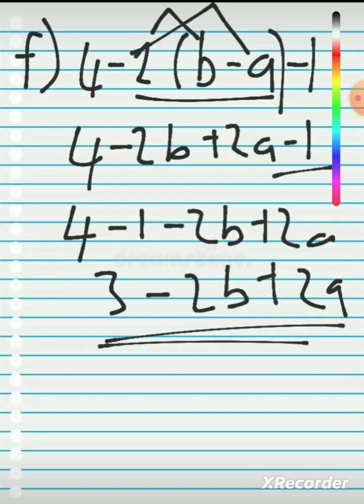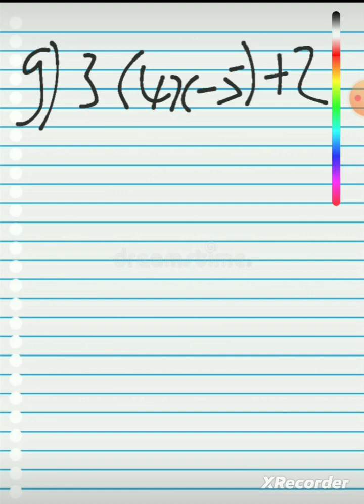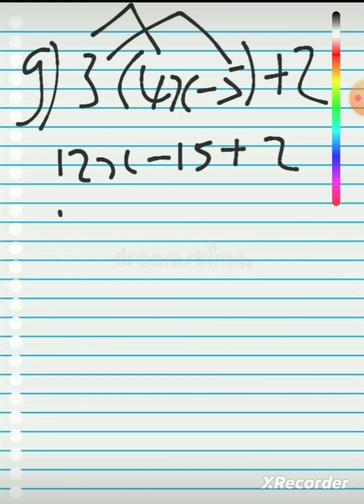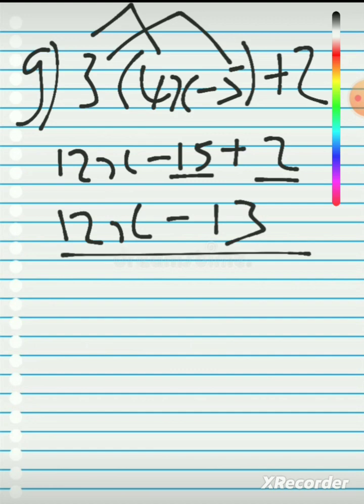We got question G. So question G, it's 3(4x minus 5) plus 2. So we expand the brackets again, 3 times 4x, 12x, 3 times negative 5, negative 15, plus 2. So it's going to be 12x, negative 15 plus 2 is negative 13. Okay, so this is the answer.